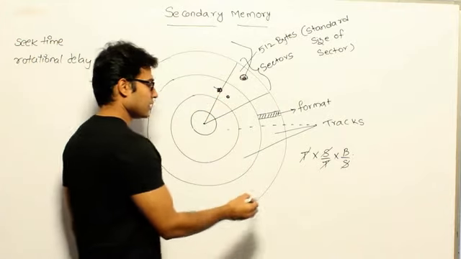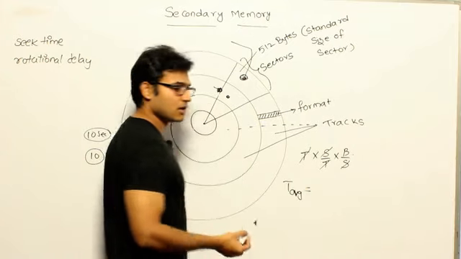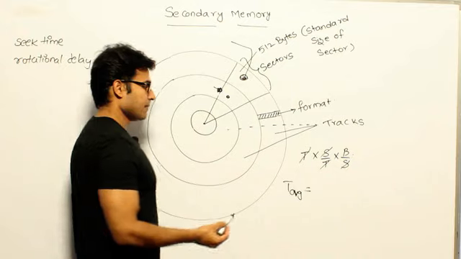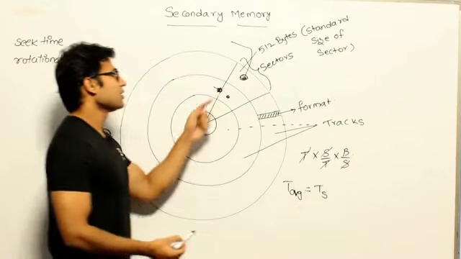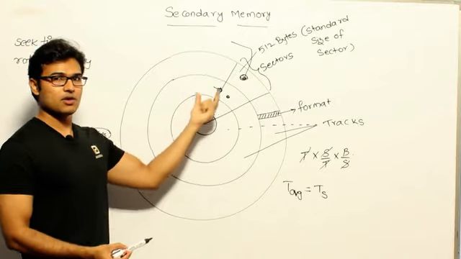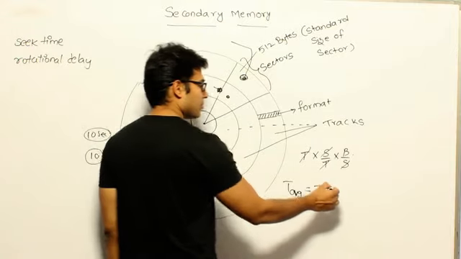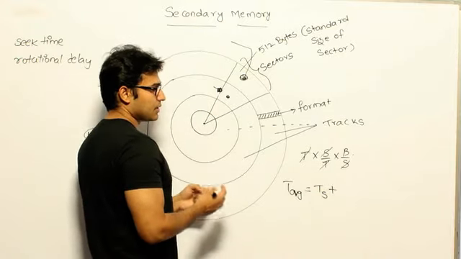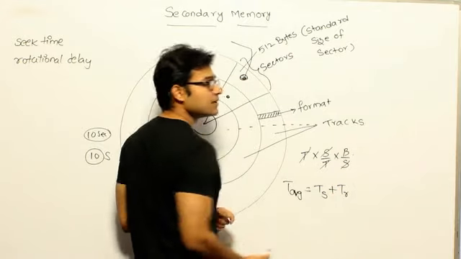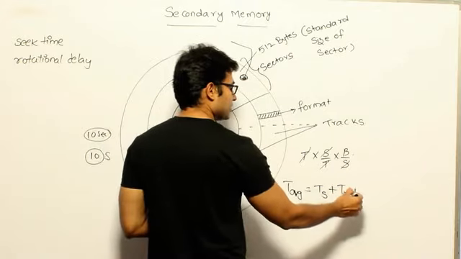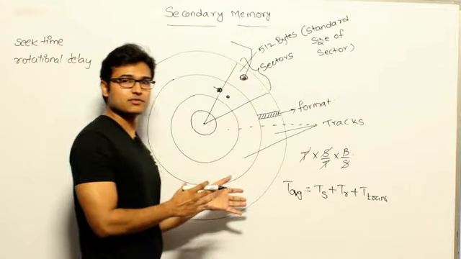Got it? So you can write it this way: the average access time for a hard disk is going to be the time taken by the read-write head to move on the disk in order to move to the corresponding track, plus the time spent by the read-write head waiting for the sector to come under it, which is nothing but the rotational latency or rotational delay, plus the time taken to actually transfer the data. That depends on how much data you want to transfer, right?